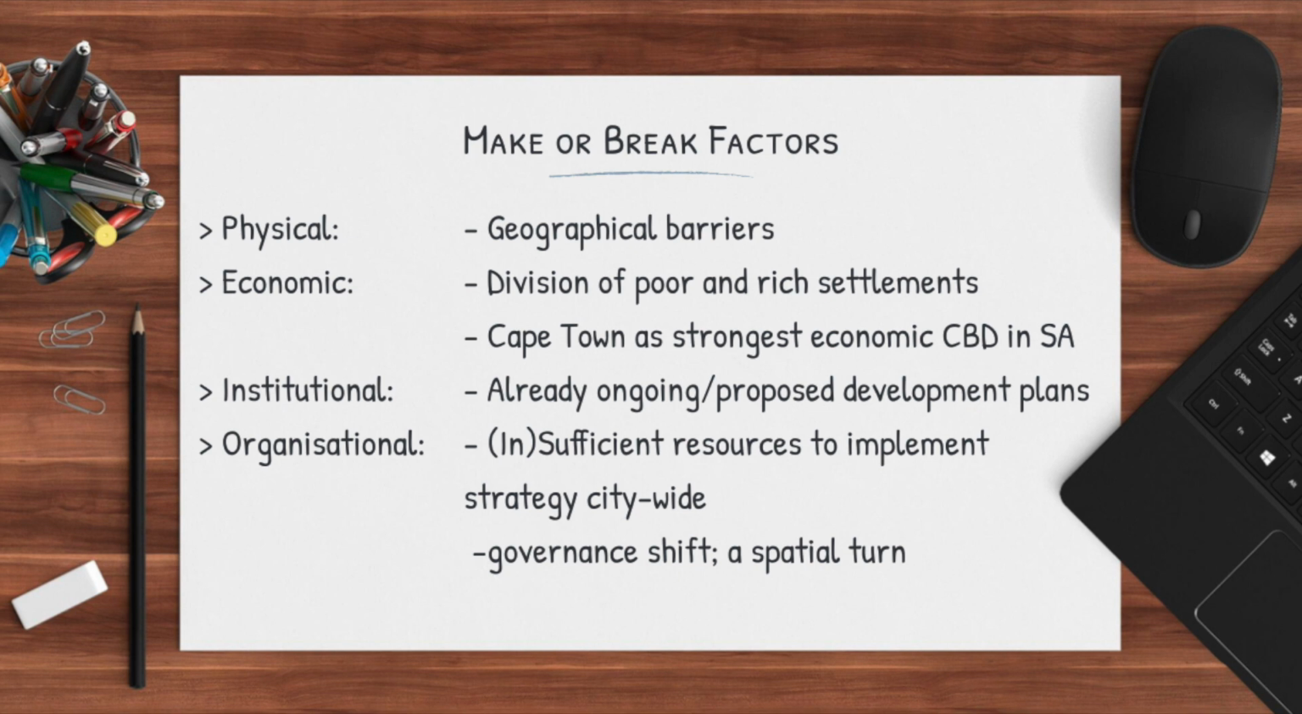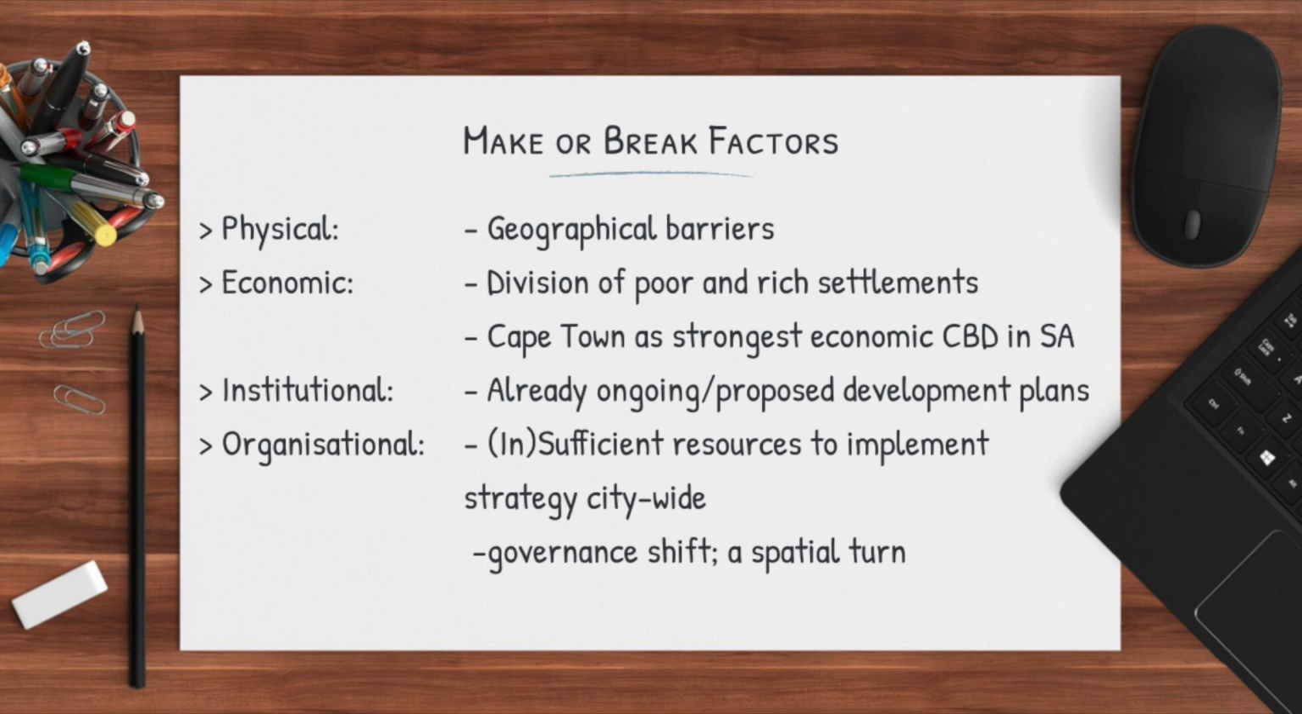For example, the physical factor of the geographical barriers, which may limit the possibility to actually reach certain areas or implement these measures in specific areas due to their physical, geographical elements. Then we also have economic factors, such as the divide of the poor and rich settlements, which is also slightly physical, but it basically entails that it can be more difficult to implement and obviously more difficult to reach these poorer settlements.